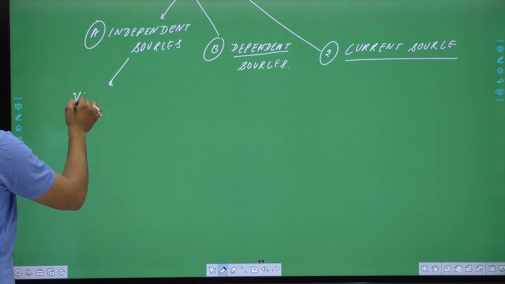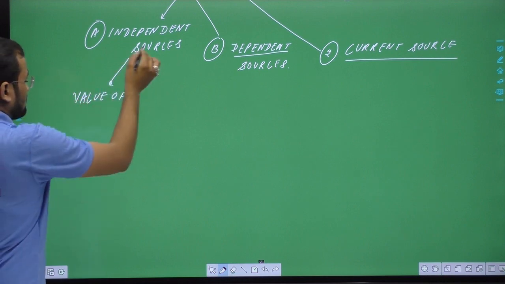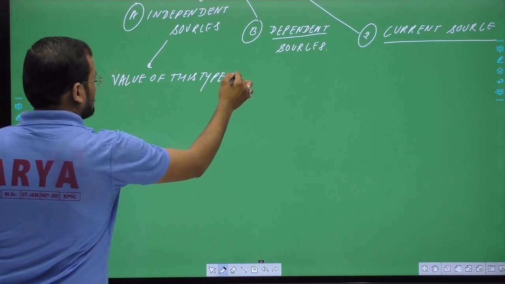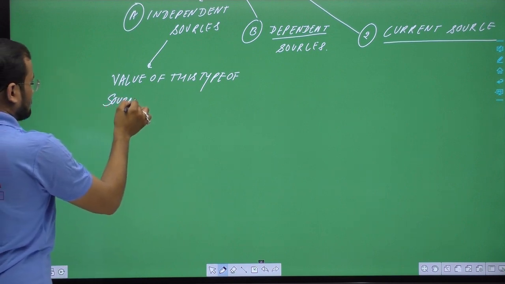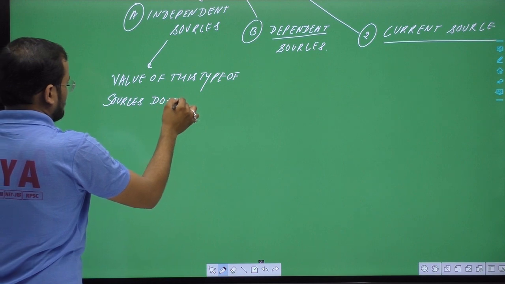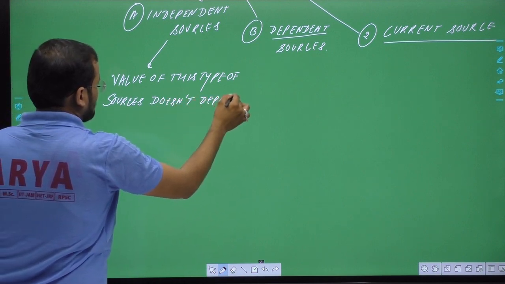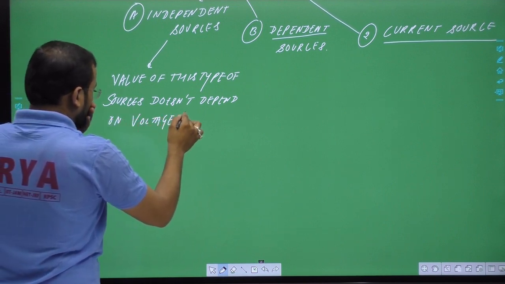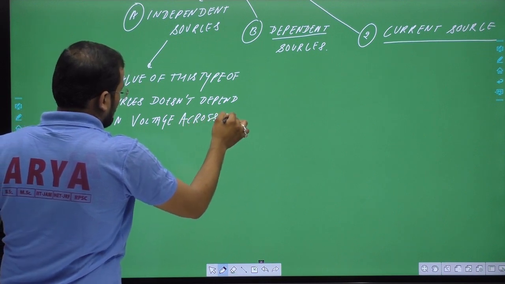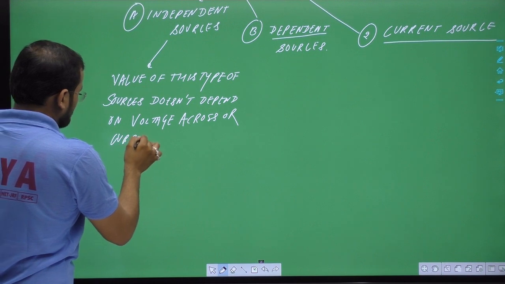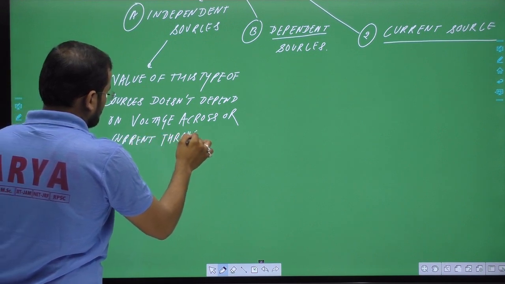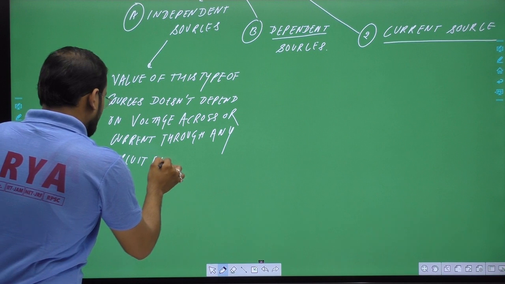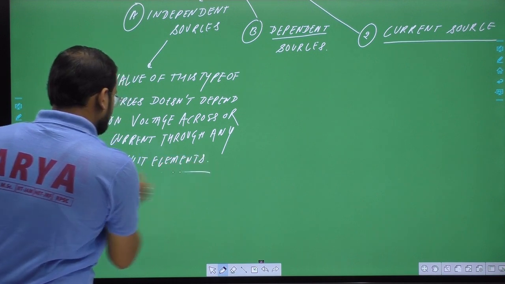The value of this type of source does not depend on the voltage across or current through any circuit elements. It means they have a fixed value.